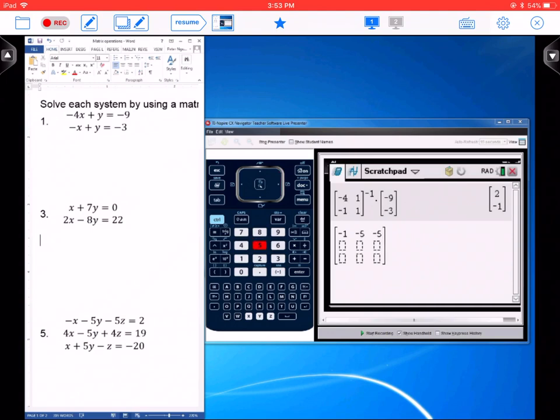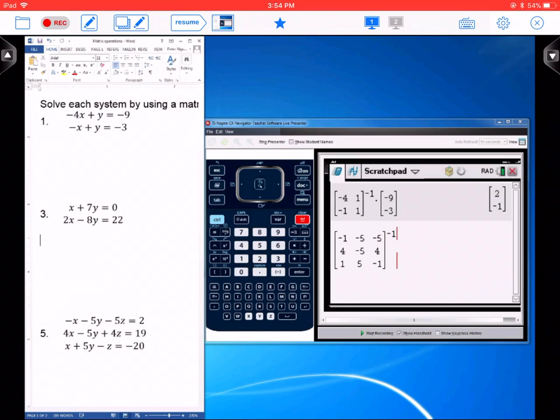Now again, we're doing just the left side of the equal sign, right? Don't put your answers in there yet. So do the second problem. It's 4, -5 is in front of the y, 4 is in front of the z. Do the same for the third problem. 1 is in front of the x, 5 is in front of the y, -1 is in front of the z. Take the inverse, so raise it by -1, and then multiply that by your new matrices, your answers, okay?